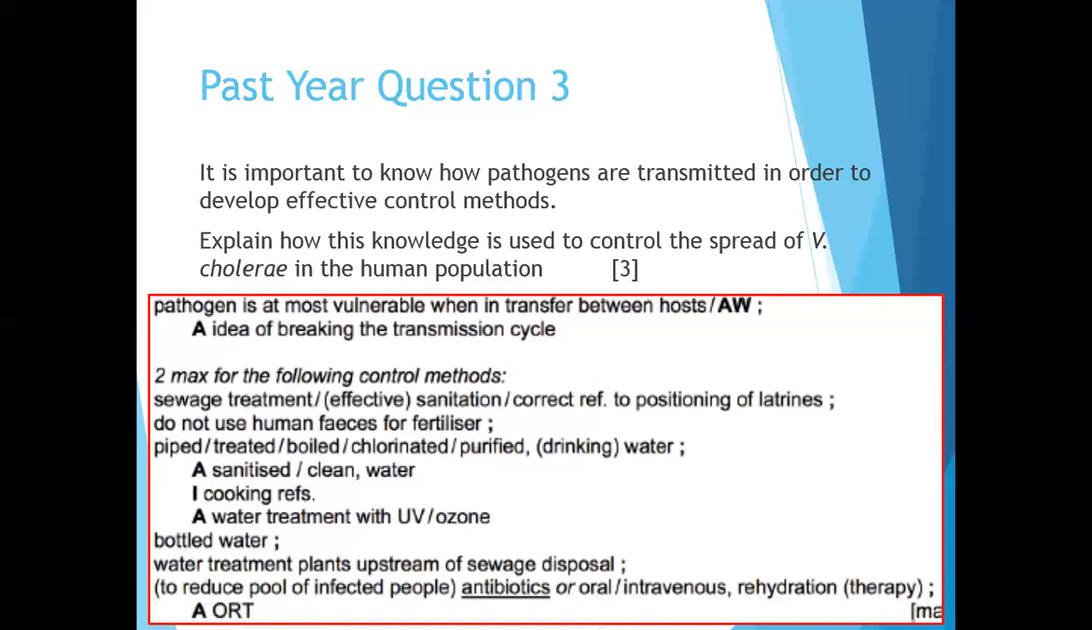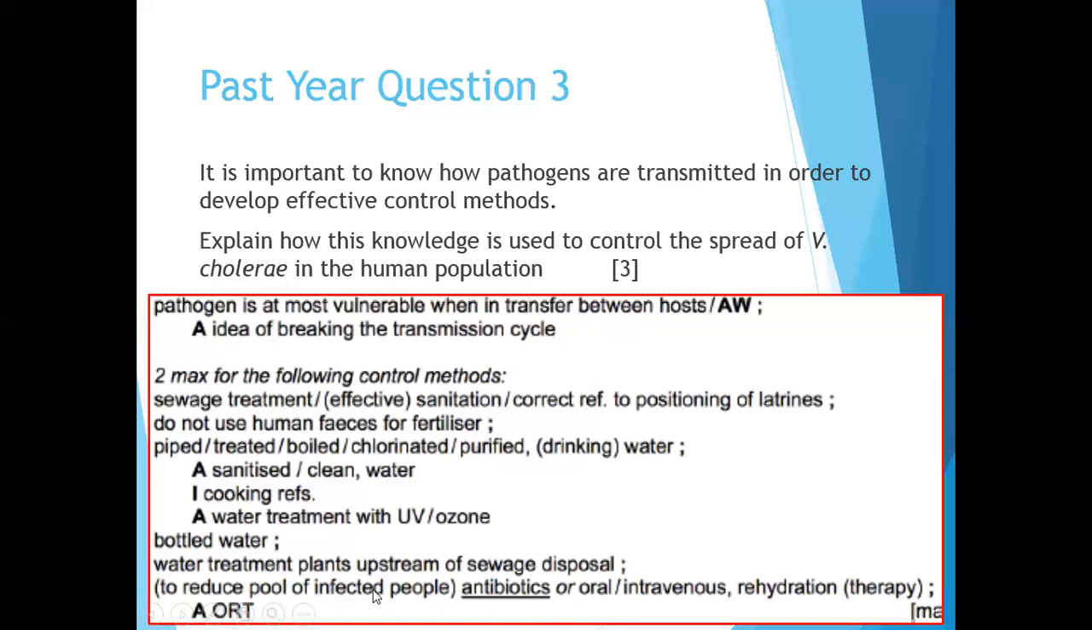Water treatment plants upstream of sewage disposal means when you build a water treatment plant, you make sure that it's upstream of the feces, so the feces water will not flow up there, because water flows from high altitude to low altitude. So the water treatment plant must be at upstream. Then your sewage disposal feces come here, will not go there, it will go down, to the river, to the sea.